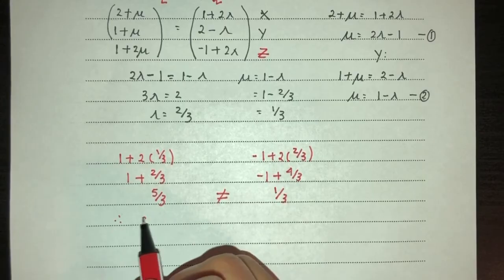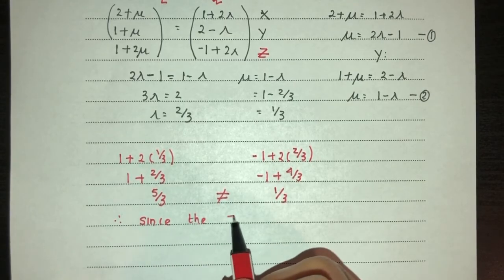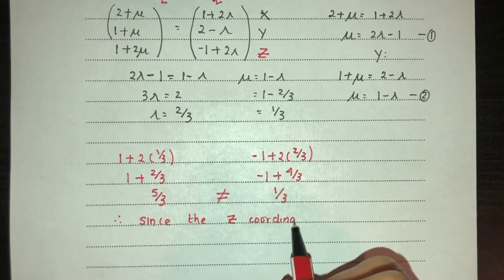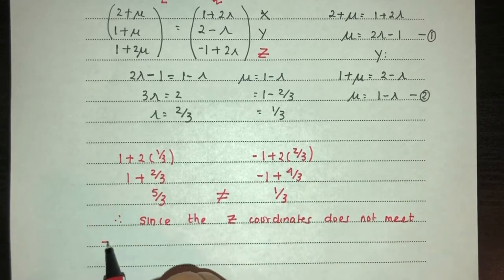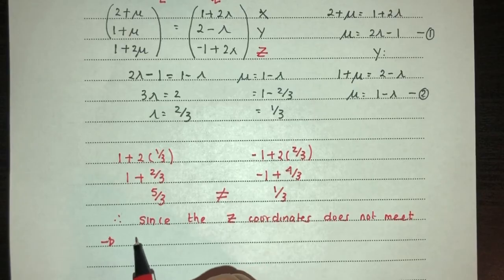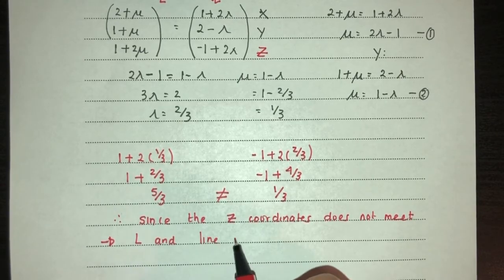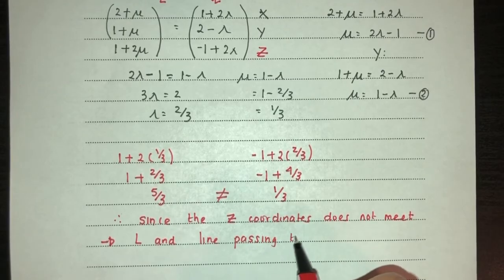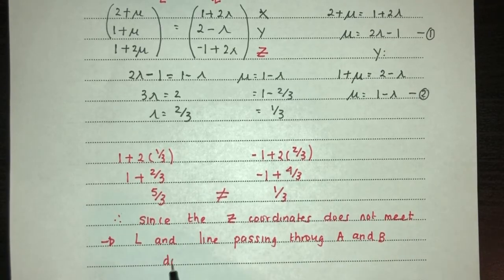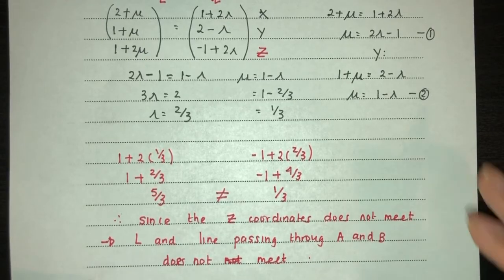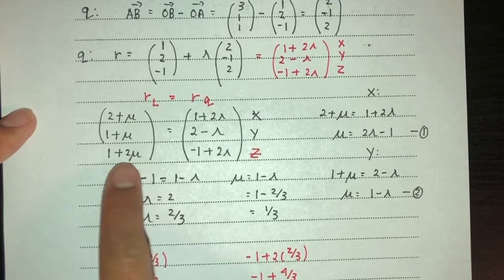So because the z coordinate does not meet, we conclude that the line L and the line passing through A and B do not meet or intersect. Okay, that is your conclusion by showing that for these two values, the last one is not the same. That will be part 1 of the question.